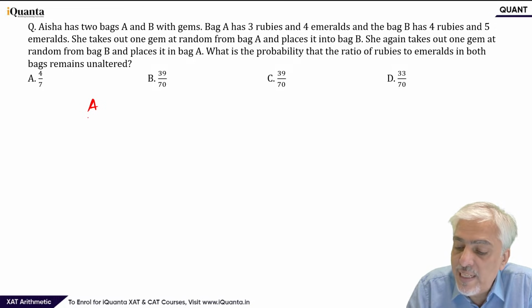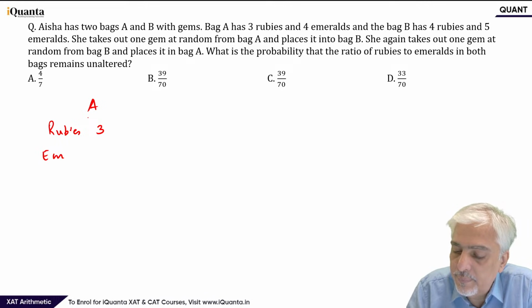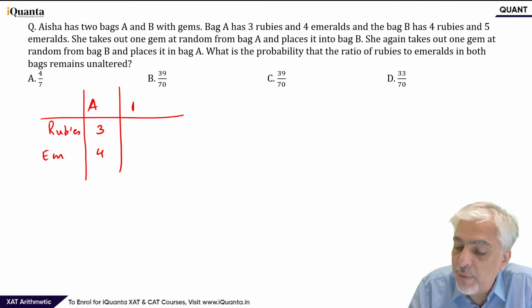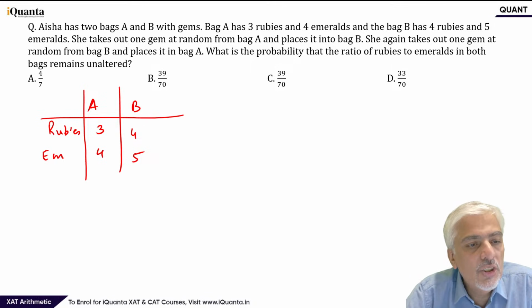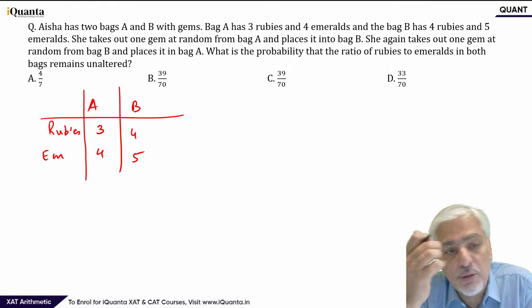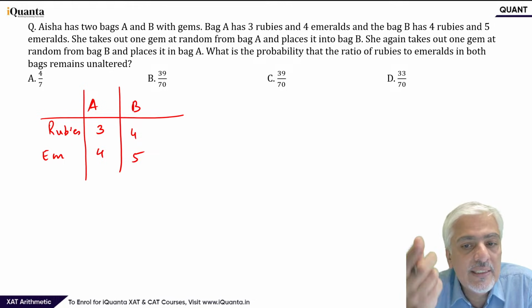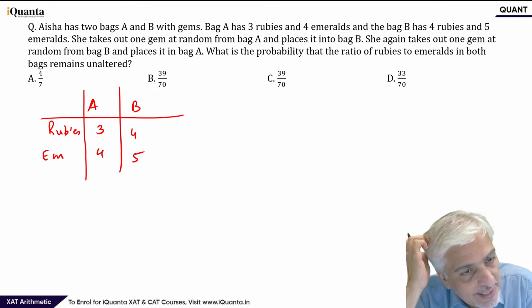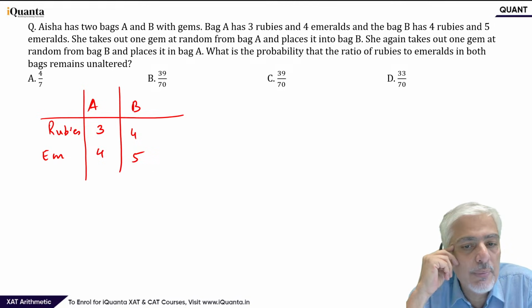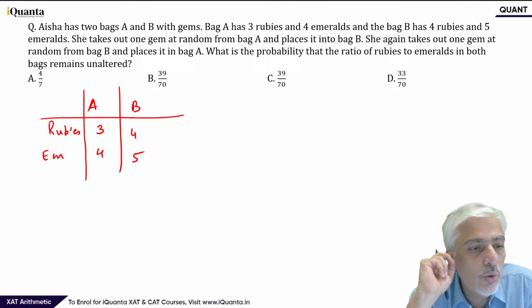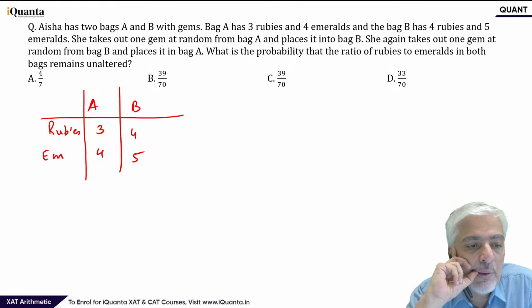बैग ए में रूबीज 3 है एंड एमरल्ड्स 4 है. बैग बी में 4 rubies and 5 emeralds. She takes out one gem at random from the bag and places it in bag B. She then again takes out one gem at random from bag B and places it in bag A. What is the probability the ratio of rubies to emeralds in both the bags remains unaltered?